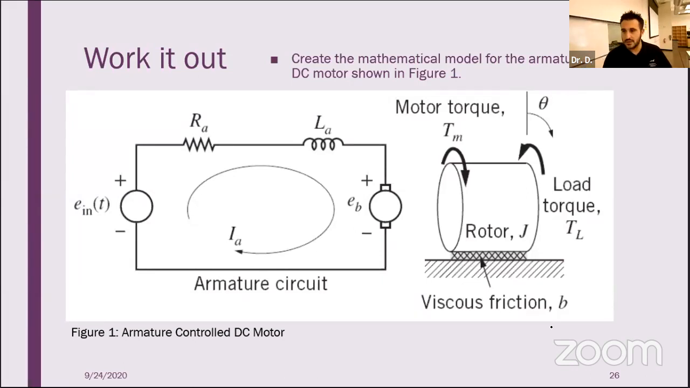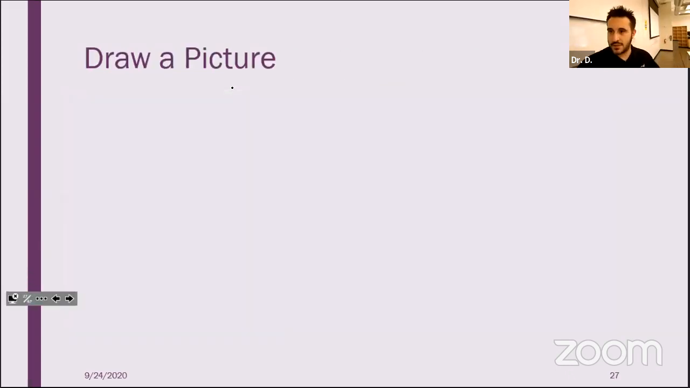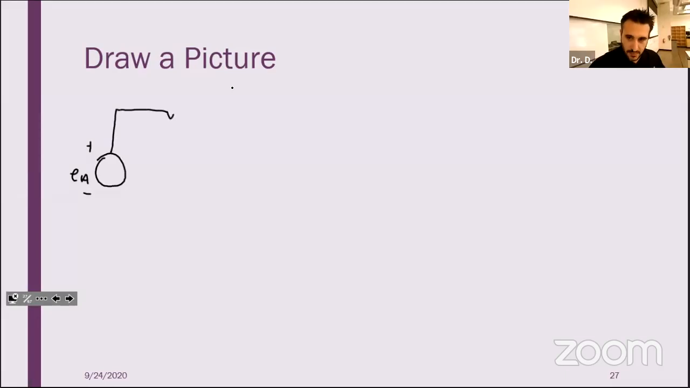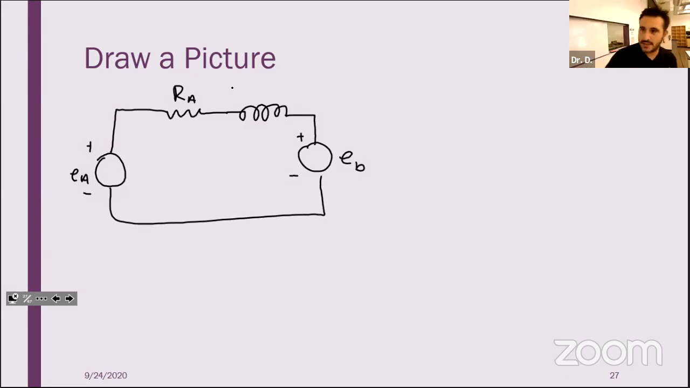So, all right, so let's start here, right? Let's start with how Josh started, right? We got to draw our picture. So what do we have? We've got our circuit here, right? And this is a simple RL circuit, right? Well, simple-ish, because it has this back EMF that we haven't really talked about yet in class.